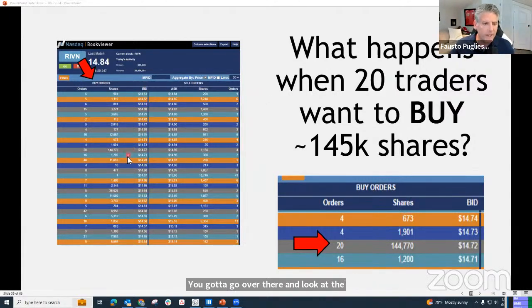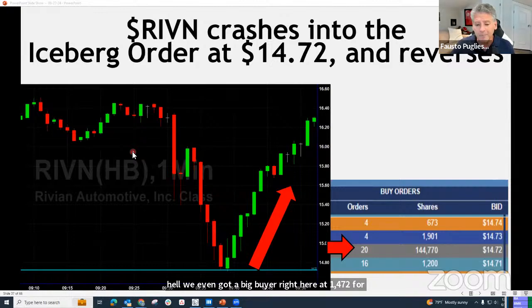And as I work my way down there on the exchange, I see a lot more bigger numbers on the buy side than the sell side, where you've got a lot of 3 digits and 4 digits. But here you're getting a lot of 4, 5, 6 digits. Hell, we even got a big buyer right here at 14.72 for 144,000 shares. What do you think is going to happen when we get close to that number? Boom. Stock goes up. In literally 10 minutes, it ran from 14.80 to 16.40.